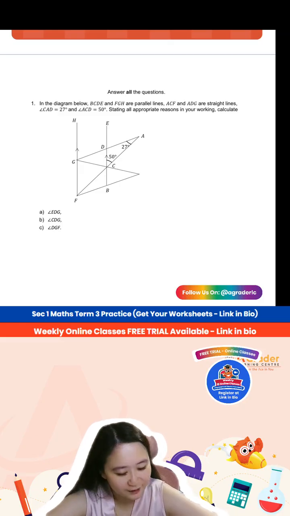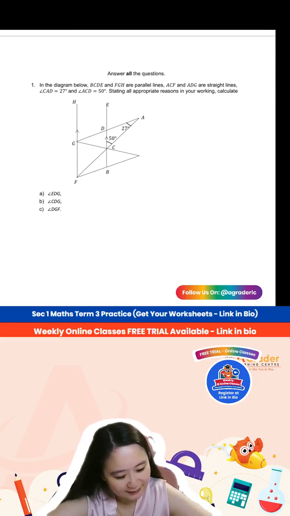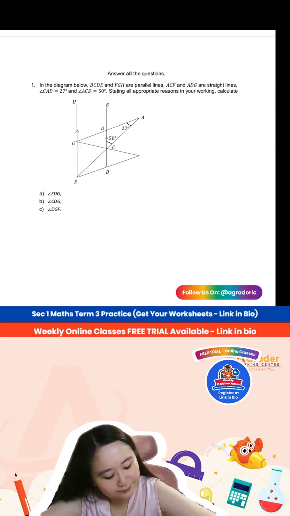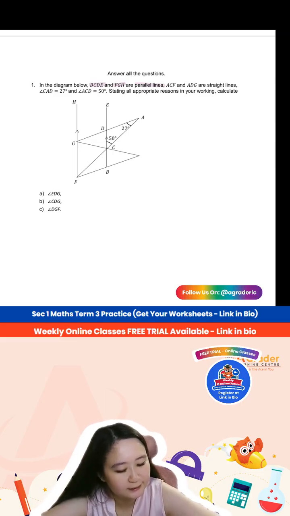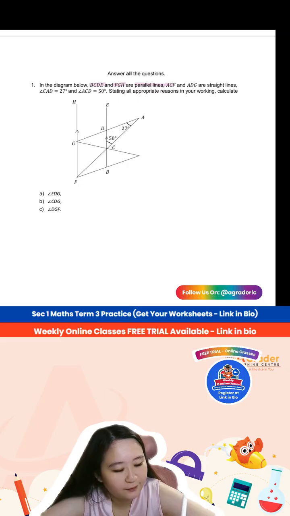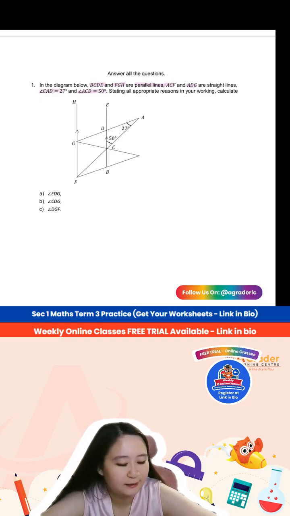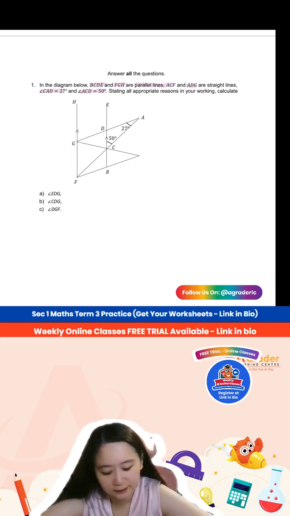Sure, you can give it a try. In the diagram below, BCDE and FGH are parallel lines. ACF and ADG are straight lines. Angle CAD equals 27 degrees and angle ACD is 50 degrees. Stating appropriate reasons in your working, calculate angle EDG.